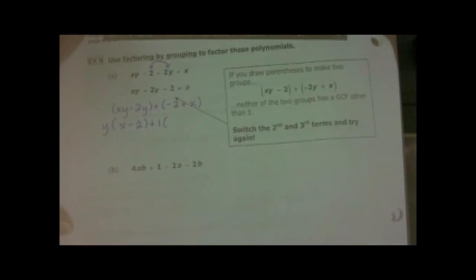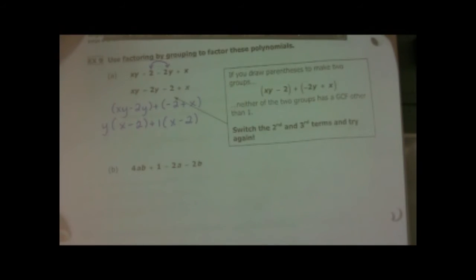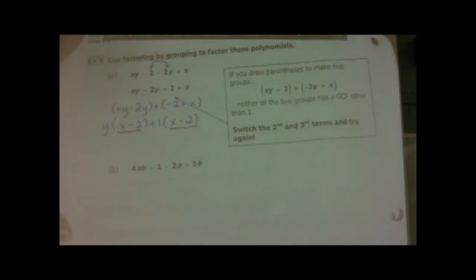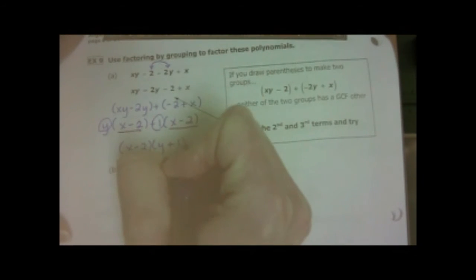But to make this a little easier on the eyes, when I write this here, I'm just going to switch the order of these two. I'm going to make it positive x minus 2. This is a little easier on the eyes. And now it's clear that I have a common binomial factor. I can factor that out to the front as x minus 2. And in parentheses, I have y plus 1.